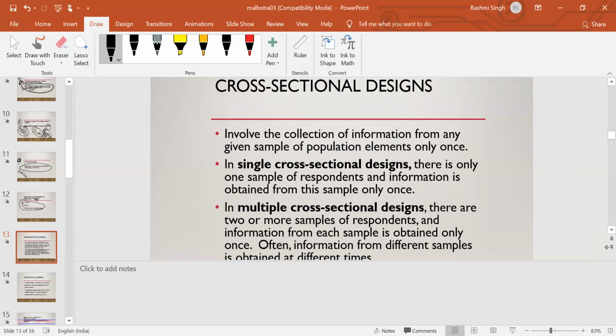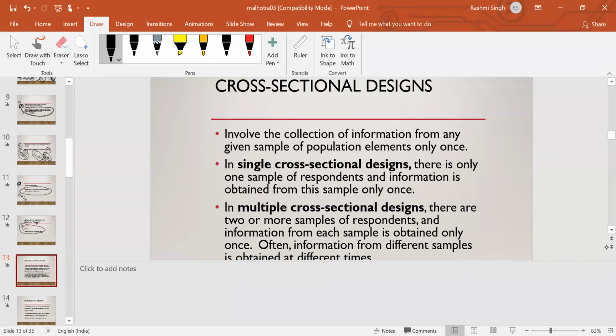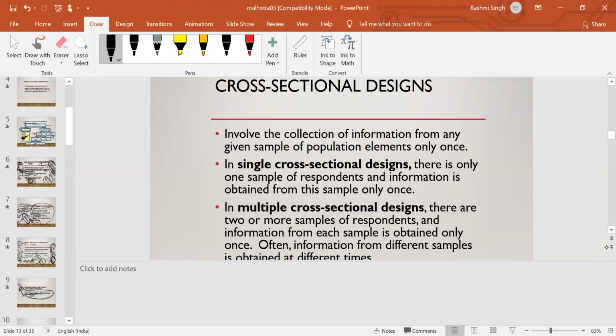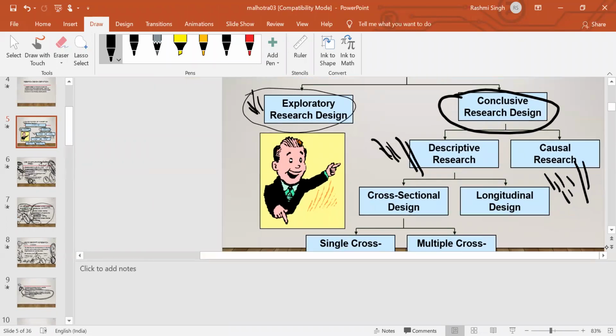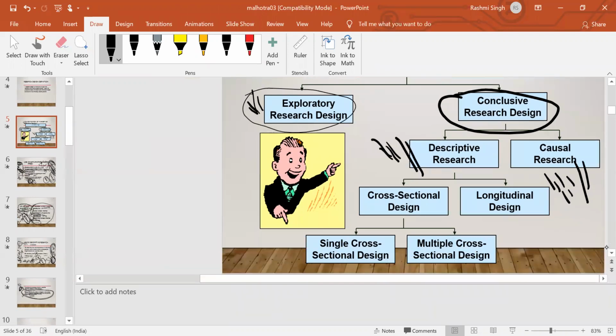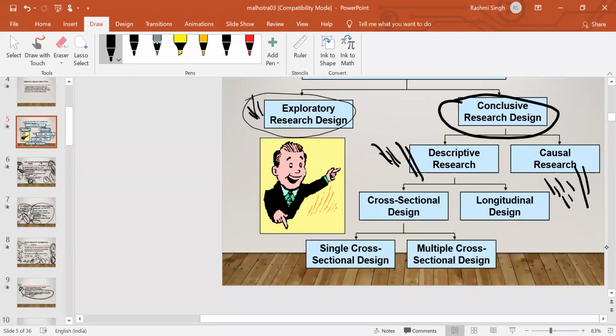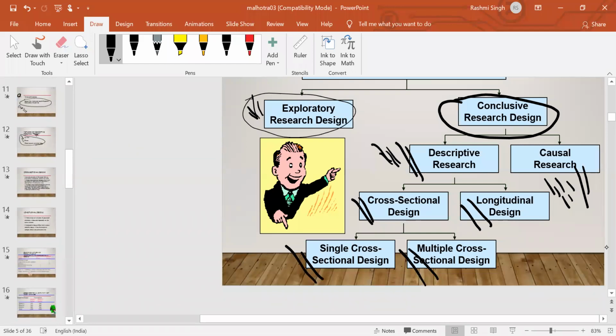Okay, so now your descriptive research is further classified here. See, your descriptive research is further classified as cross-sectional design and longitudinal design. This cross-sectional research design is further classified as single cross-sectional and multiple cross-sectional research design. So now what is cross-sectional and what is longitudinal?